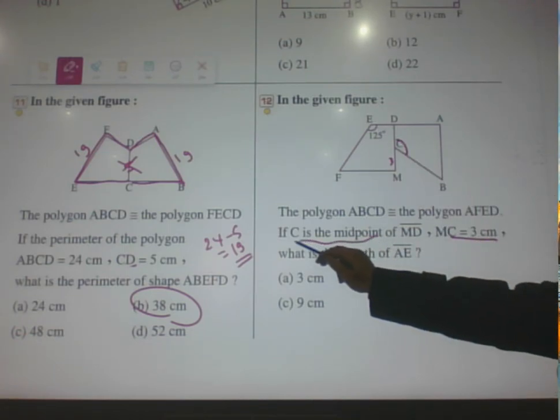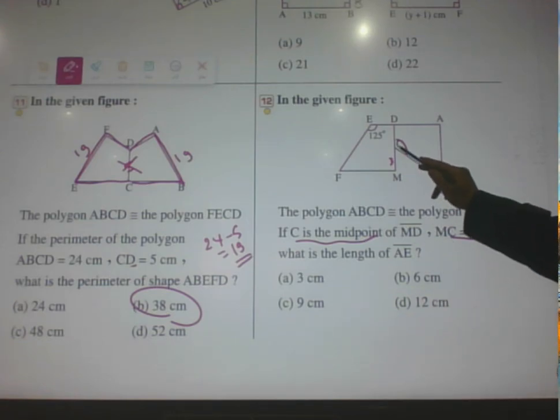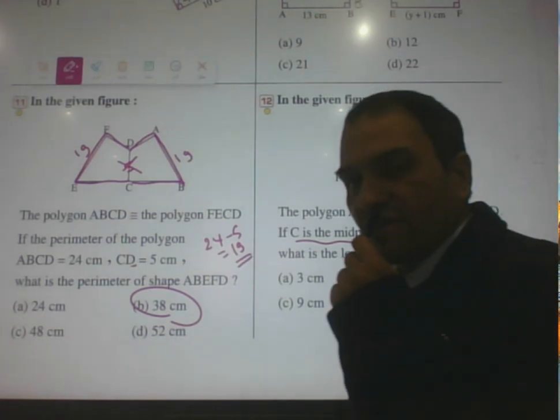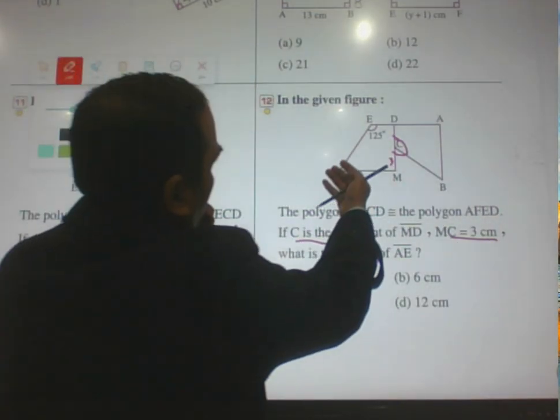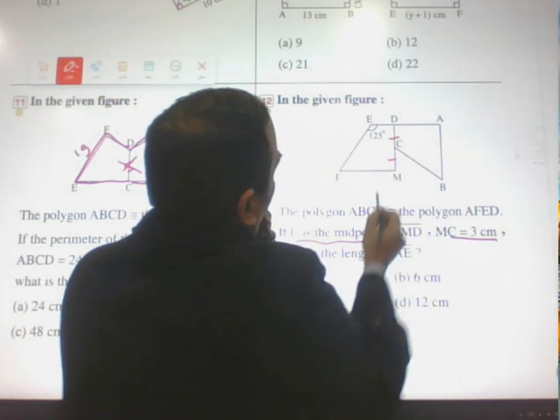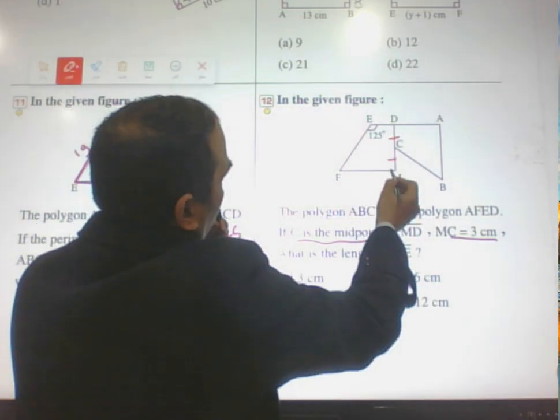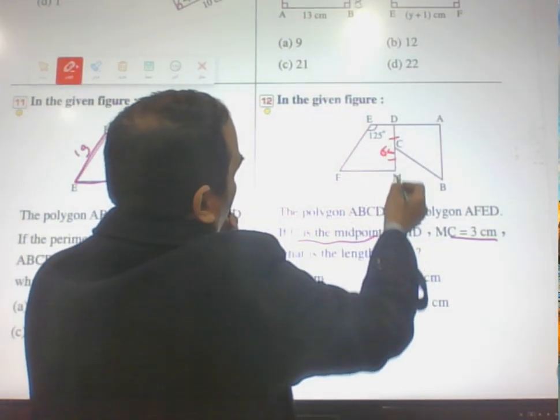C is the midpoint of MD. C is the midpoint here, meaning the two parts are equal, 3 and 3. We have 3 centimeters and 3 centimeters. This part is 3 centimeters, so this line segment MD will be 6 centimeters.